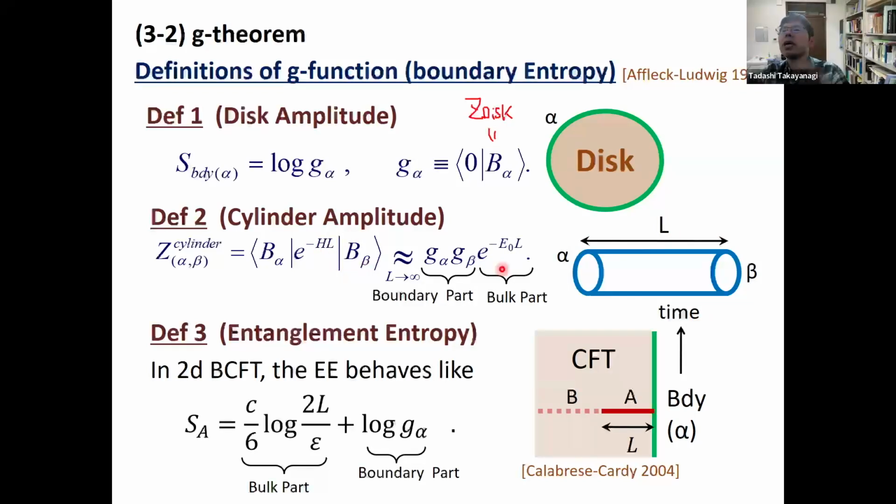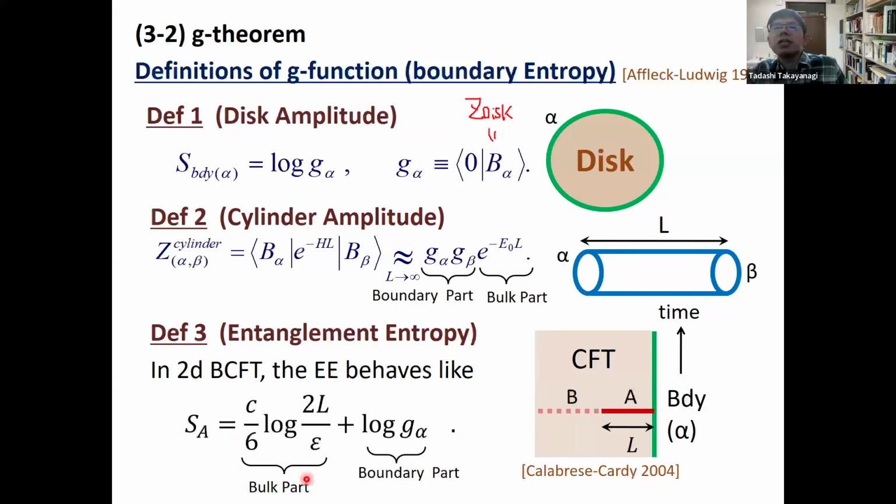Right? And you can take L to be large, then it factorizes into this amplitude, because inside this long cylinder, only the ground state propagates. The ground state energy is E0, and then it's just this amplitude, right? It factorizes into this amplitude, G alpha, and you can extract G alpha conveniently from this cylinder amplitude because we can normalize the boundary state very well in this calculation. So the definitions 1, 2, 3 are equivalent.